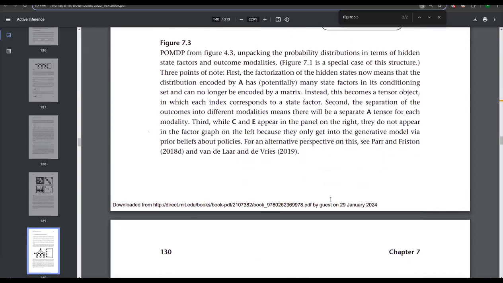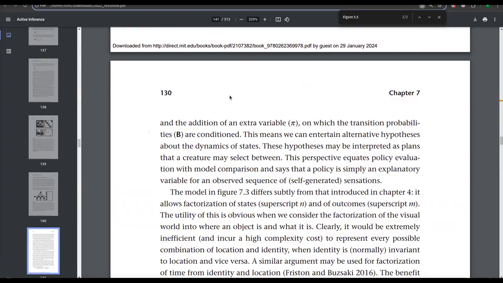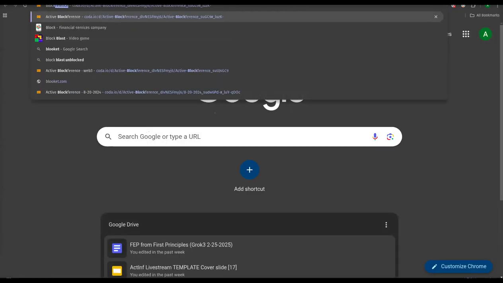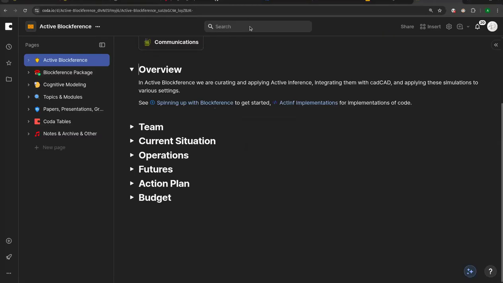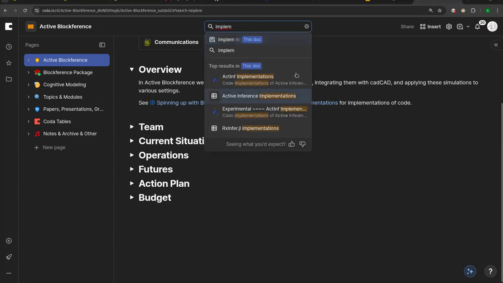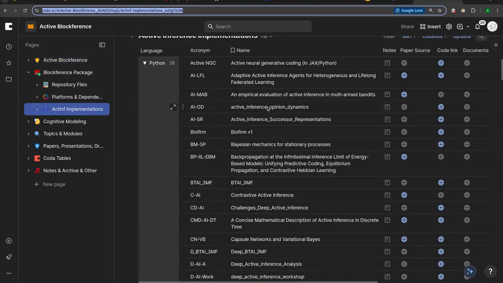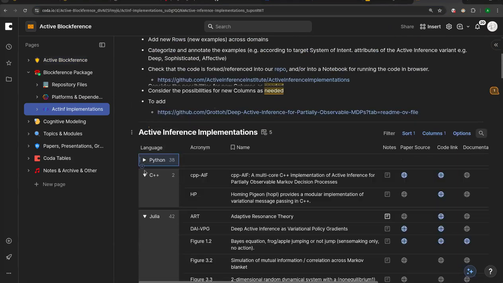Well, I'd sort of like to see this implemented in code. Is that available? Yeah, great question. That's what chapter 6 gets to, and I'll link it. I know it's in the textbook group somewhere. This is a table of implementations. If people want to add and curate more, it would be awesome.